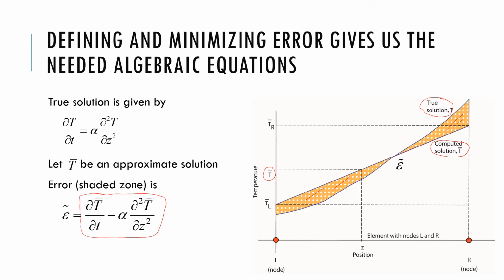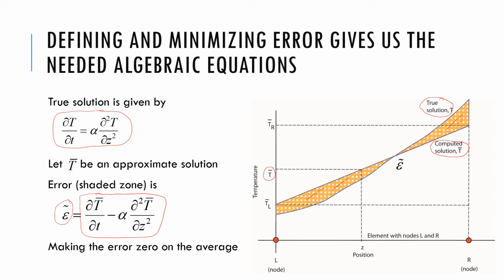So if they are exact, then it will be 0, and this equation will give back the equation that I started with. Otherwise, in general, it will not be 0. So this epsilon tilde is not going to be 0. And so we want to make this error 0 on the average.